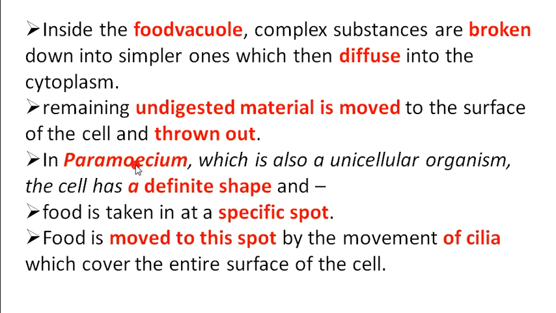In paramecium, another unicellular organism, the cell has a definite shape. Okay, a particular shape which paramecium has, and food is taken in at a specific spot. This is another example of how food is taken in by these organisms. Food is moved to this spot by the movement of cilia. They have a particular structure of cilia, so food is moved to this spot by the movement of the cilia. So cilia are useful for their movement. Cilia are present in paramecium and cover the entire surface of the cell, like that.